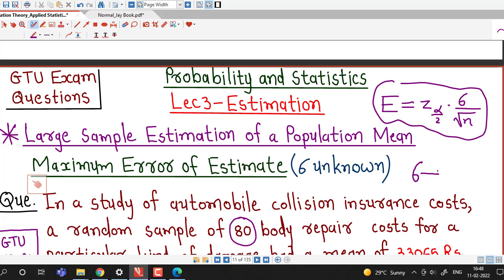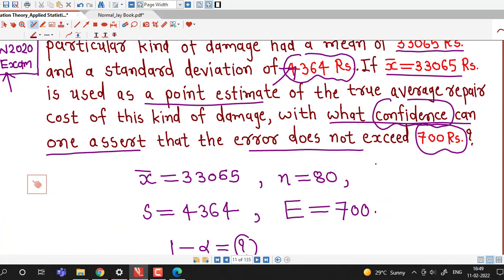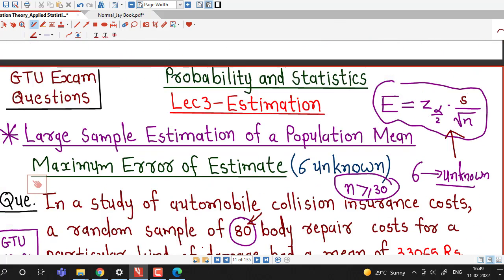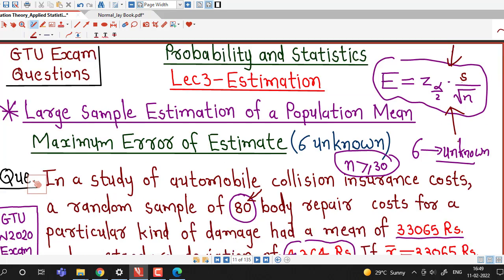But if we don't know what is the population standard deviation, that is if sigma is unknown and if sample size is large enough, that is if n is greater than or equal to 30, then we can replace this population standard deviation by sample standard deviation S. Here size of sample is 80, that is we have a large sample, so we can use this formula for maximum error of estimate. Now here we are given the maximum error of estimate, but we don't know what is the level of confidence. Using this formula we can find out the level of confidence.